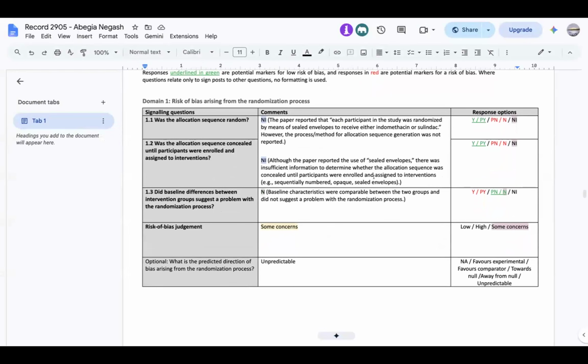All right, this is you guys leading. I'm not talking anymore. Abigail, go ahead. Okay, so based on what we discussed, should we change our answers for 1.2 to probably yes or stick with NI just to be on the safer side?